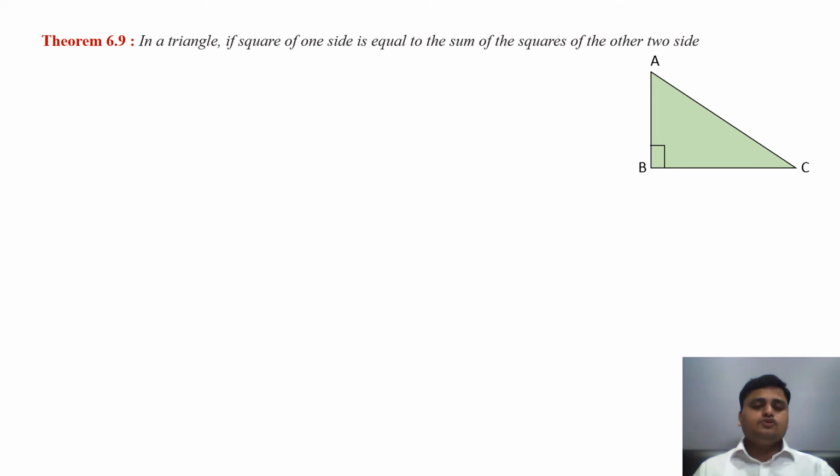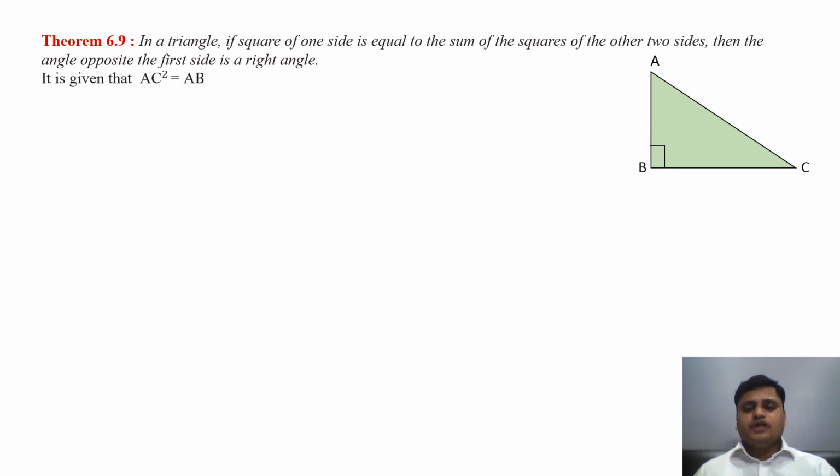Okay, so let's read this statement. In a triangle, if the square of one side is equal to the sum of the squares of the other two sides, then the angle opposite to the longest side is a right angle. That is, it is given here that AC square is equal to AB square plus BC square. In this figure, it is clearly given AC square is equal to AB square plus BC square. And then we need to show that this triangle is a right angle triangle, that is angle ABC is equal to 90 degree.